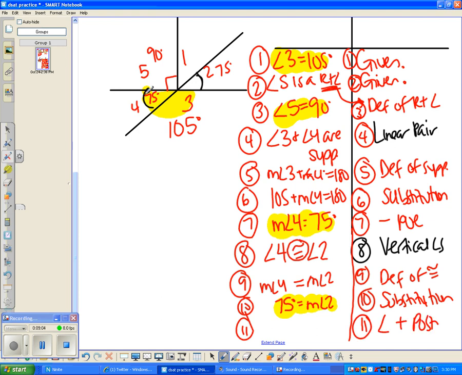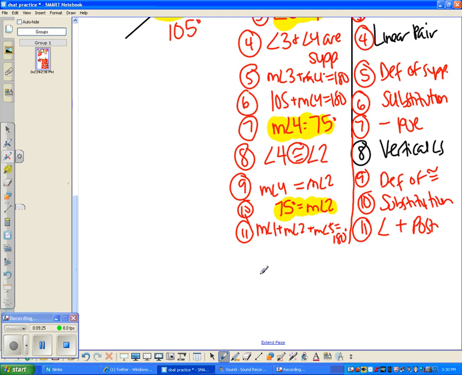This is one way you could solve this problem. I could say that this angle plus this angle plus this angle, this is angle 1, this is angle 2, this is angle 5, are going to add up to be this straight line, which is 180 degrees. So that's what I'm going to put: measure of angle 1 plus measure of angle 2 plus measure of angle 5 equals 180 degrees by angle addition postulate.